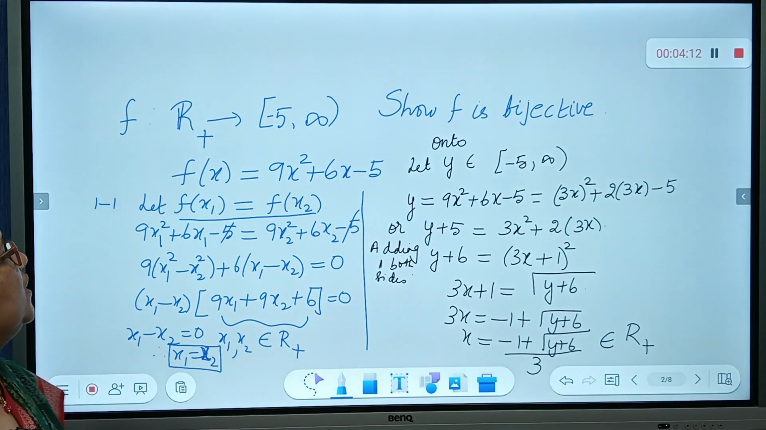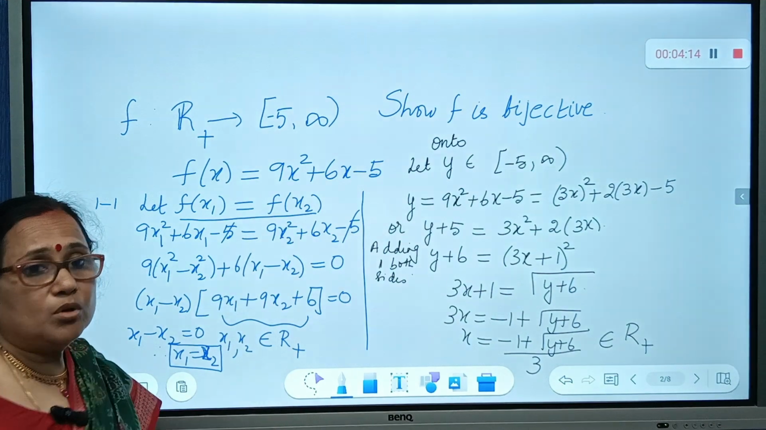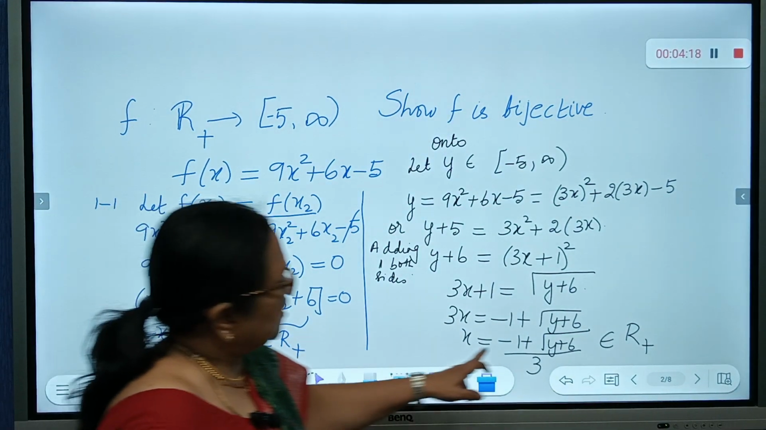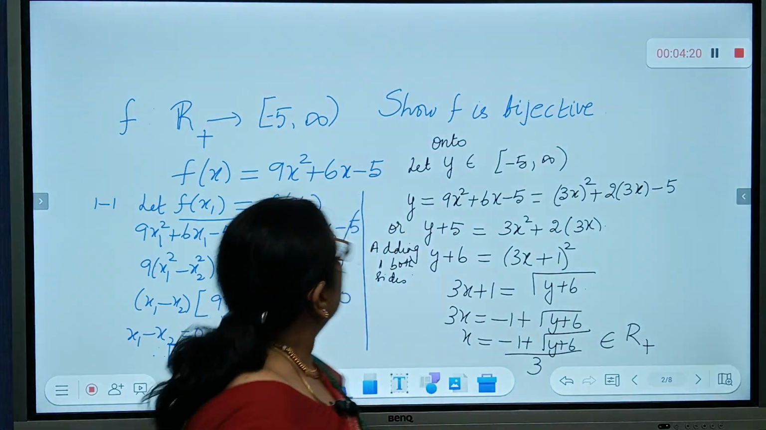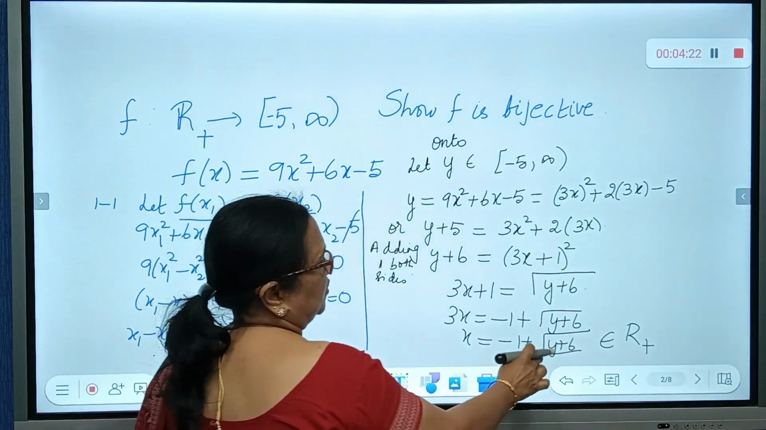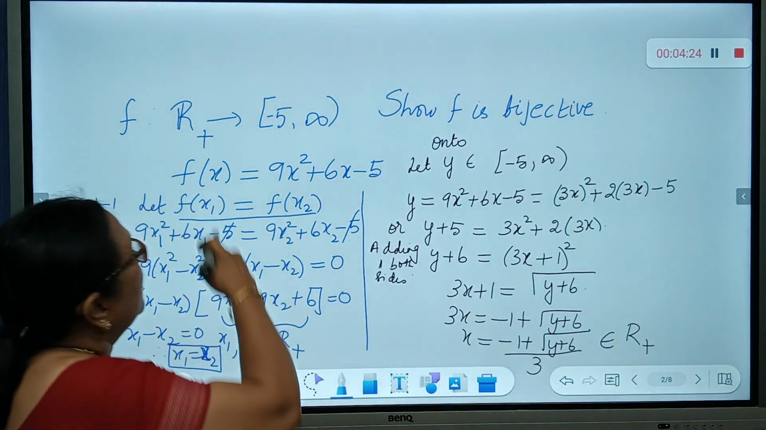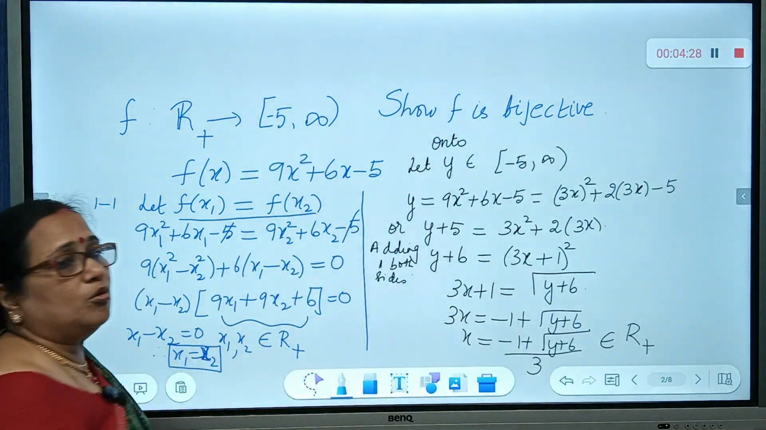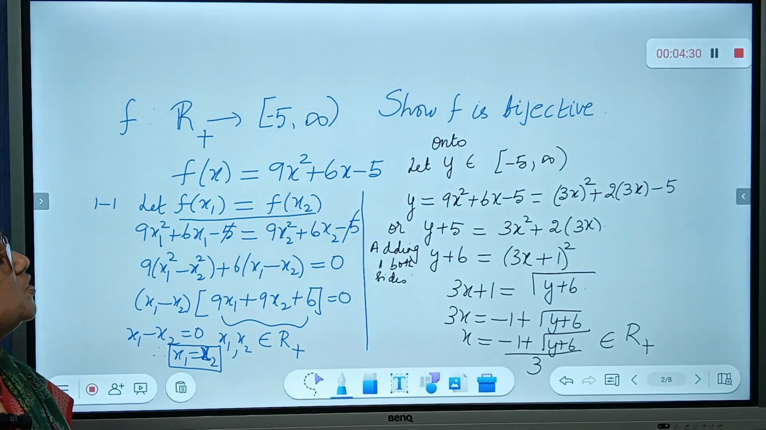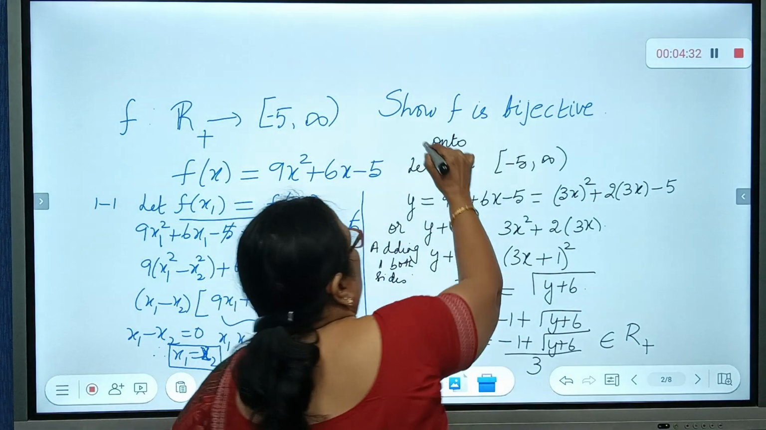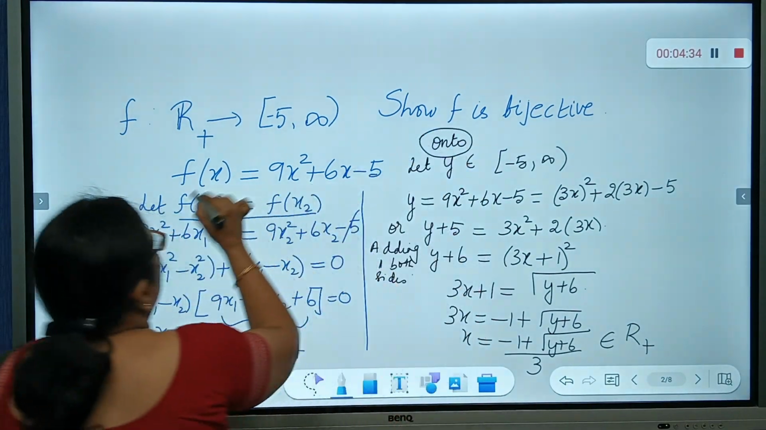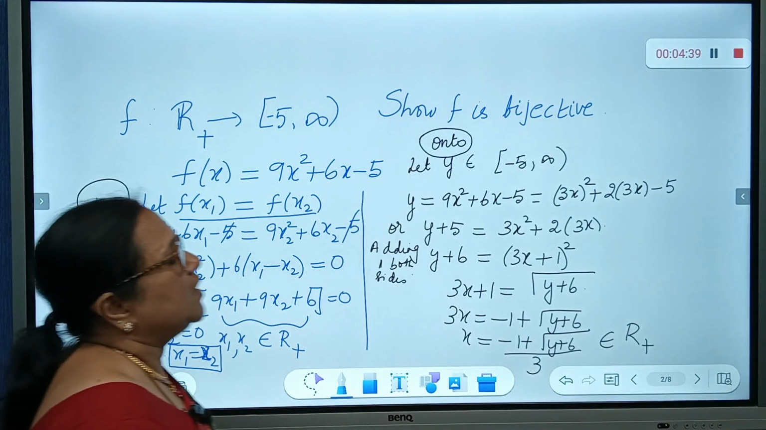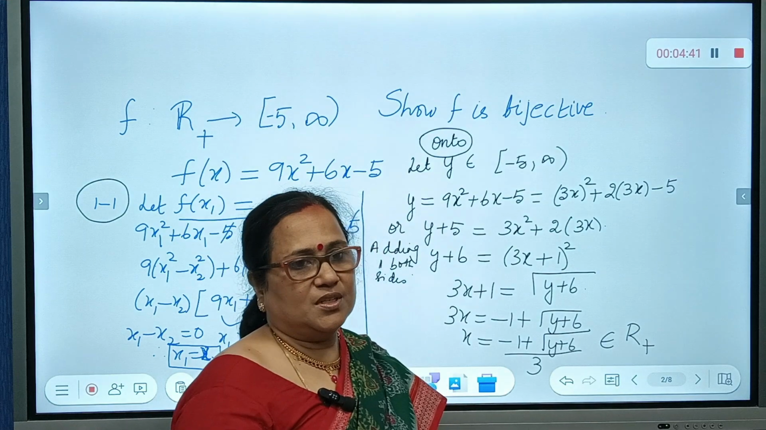This is positive, therefore this belongs to R+. And also remember that y is defined from -5 to infinity. So for example, if I put -5 here, I will get a positive real number. If you choose any value y between -5 to infinity, this will belong to R+. So f is both onto and one-to-one. We have checked it is onto. We have also checked that it is one-to-one. Therefore, this is a bijective function. Is it clear?